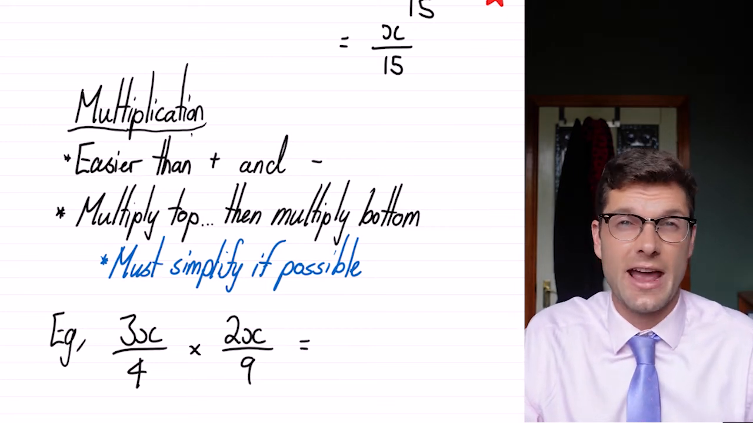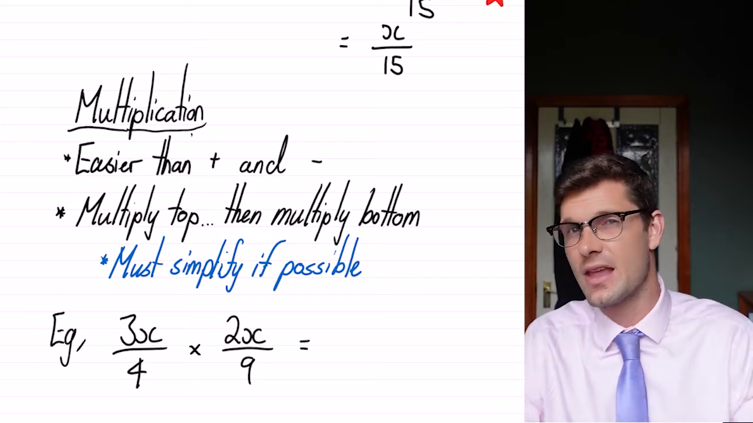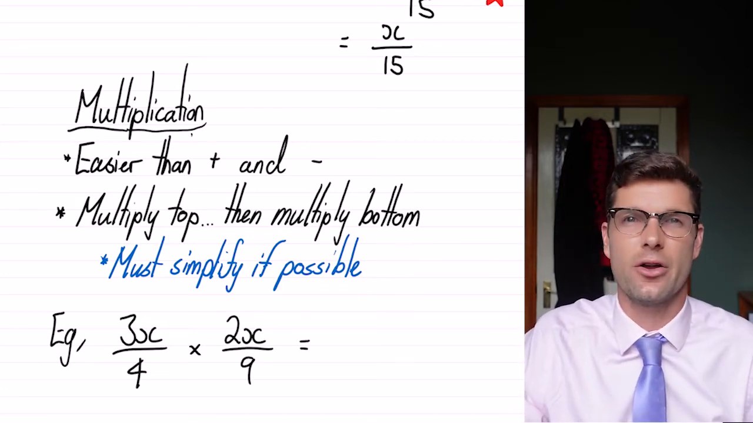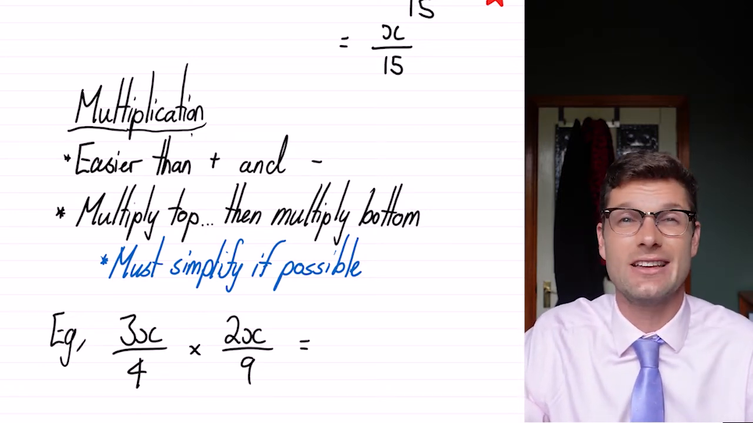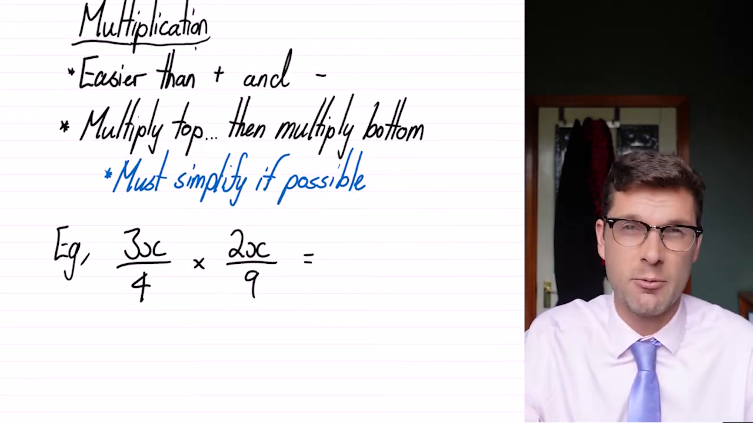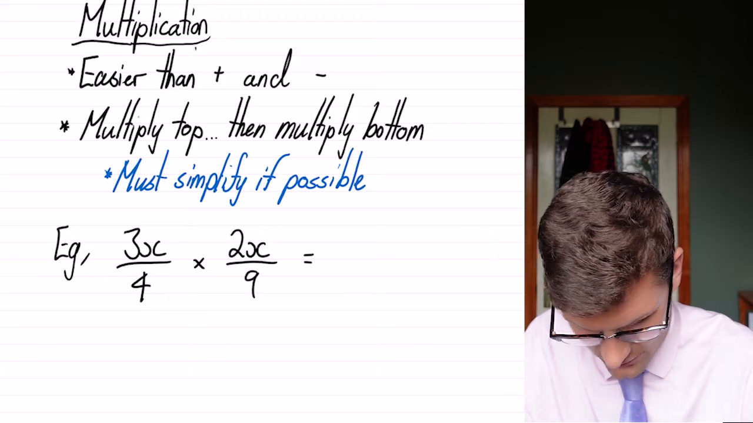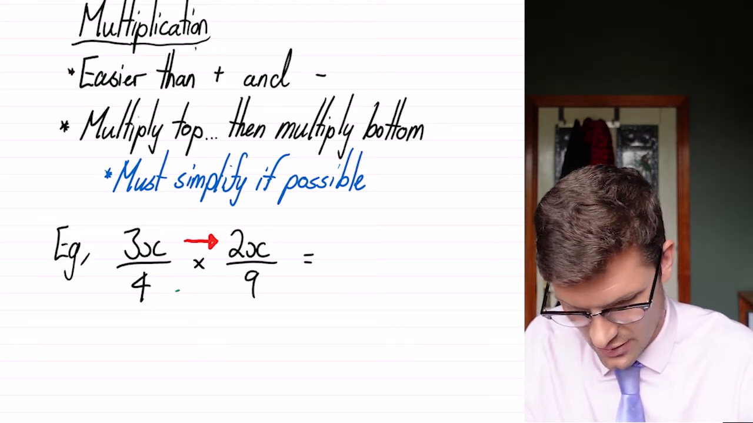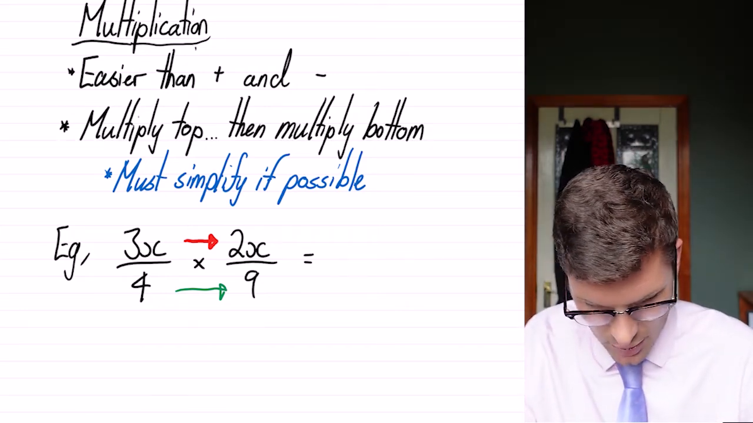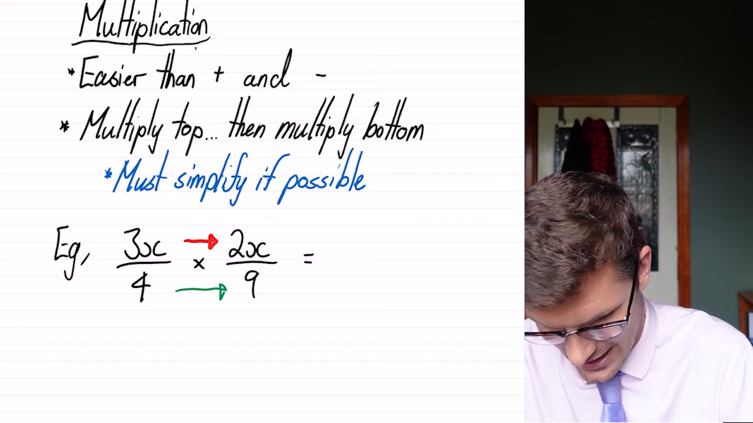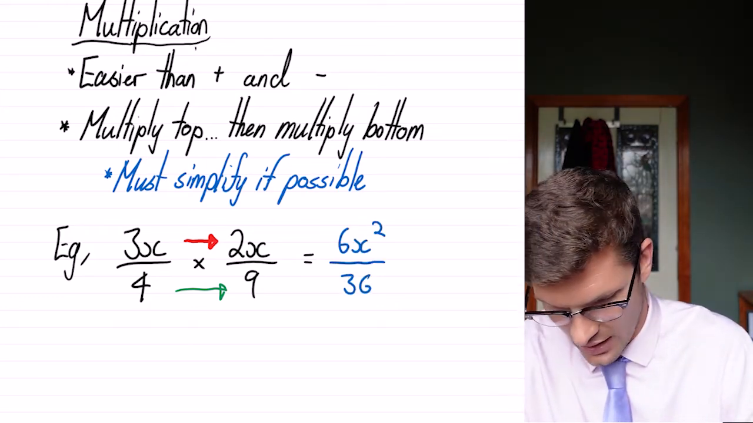So when we move to the multiplication of fractions, it's actually way easier than plussing and minusing. Okay, all we have to do is multiply the top and then multiply the bottom. You will have to simplify in most cases, but it doesn't really take too much work. So for this one, we've got 3x over 4 multiplied by 2x over 9. So I just have to times these top numbers and then times these bottom numbers and then throw them into the one fraction. So 3x multiplied by 2x is 6x squared over 4 times 9 is 36.